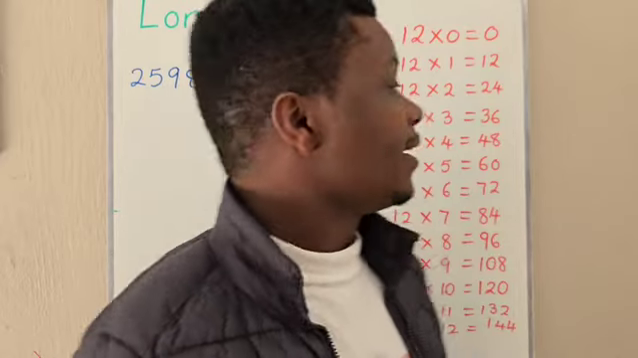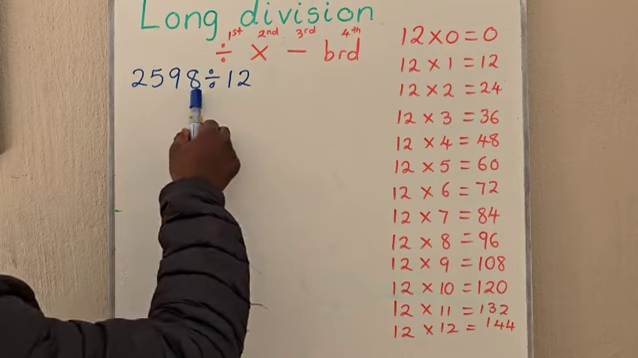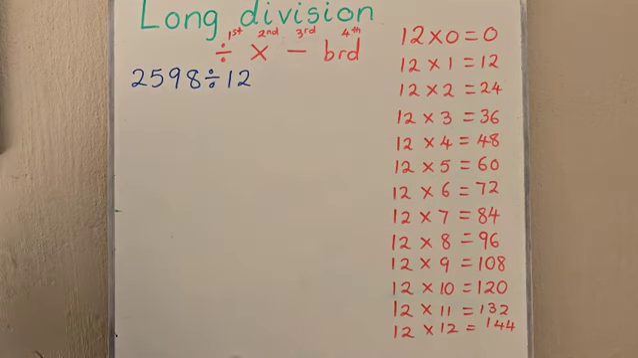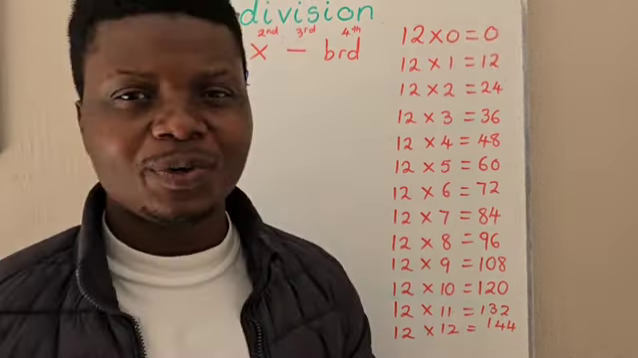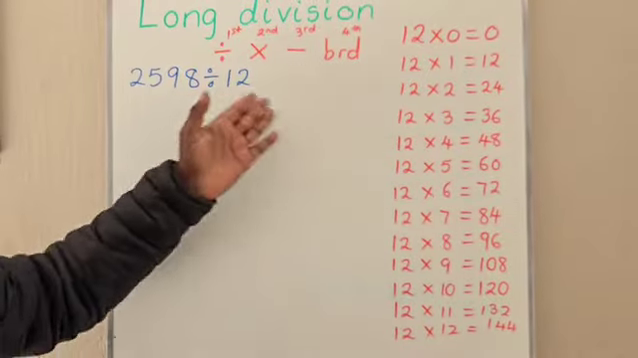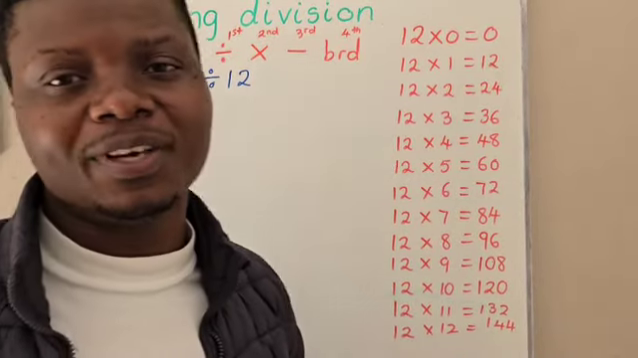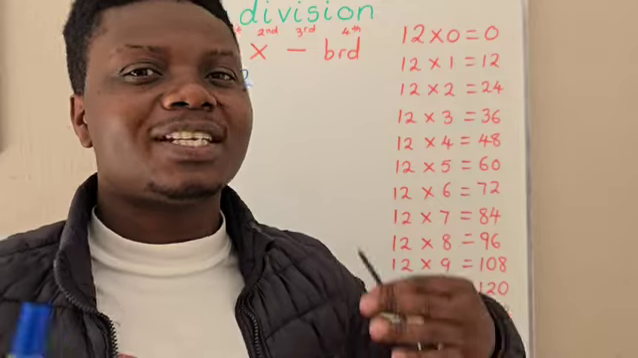Let's get right in. In this video, we are going to divide 2598 divided by 12. So if you don't know how to divide by 12, it's always easy to make a times table for that number. If it's 12, you make a times table for 12 as I've done that. If it was a 13, you could also make your own 13 times table so that it makes it easy for you to divide.